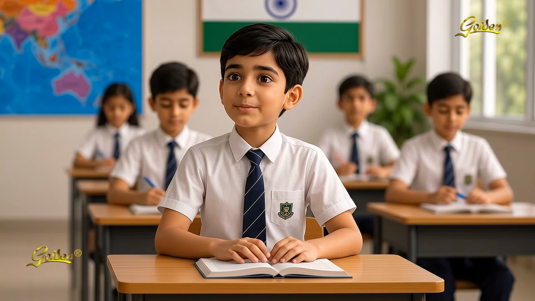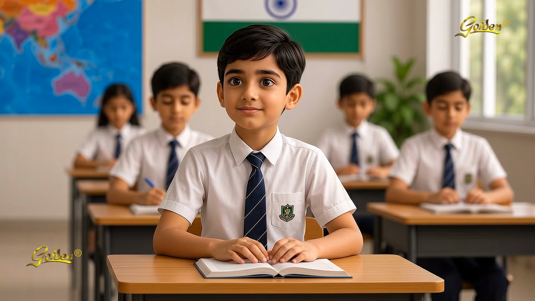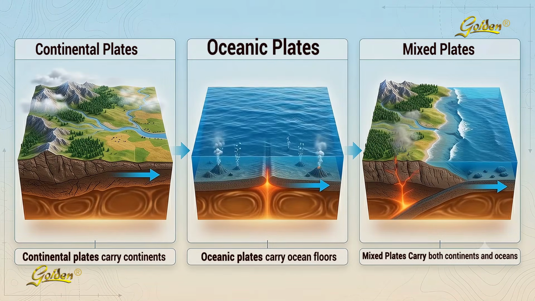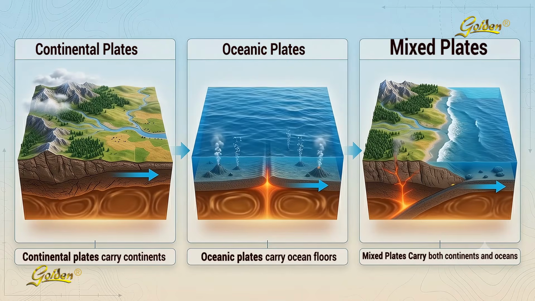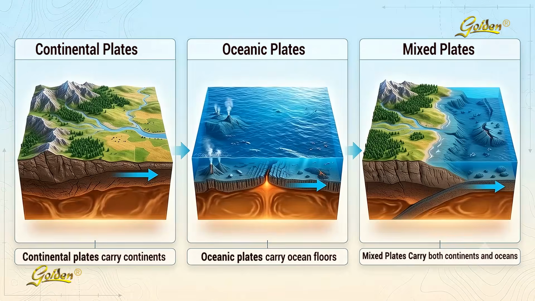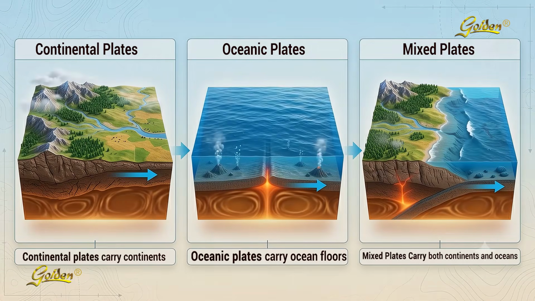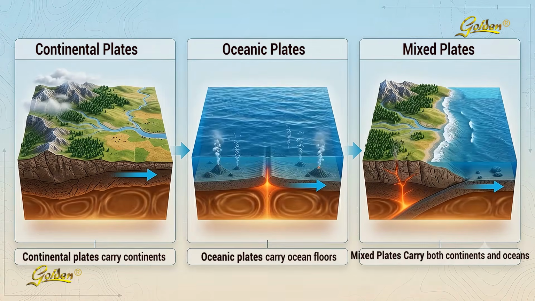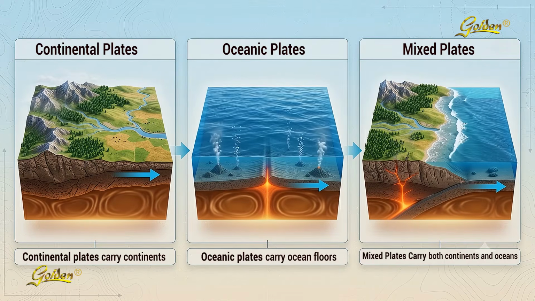Ma'am, how many types of tectonic plates are there? There are three main types of tectonic plates, namely continental plates, oceanic plates, and mixed plates. Continental plates carry continents. Oceanic plates carry ocean floors. And mixed plates carry both continents and oceans.